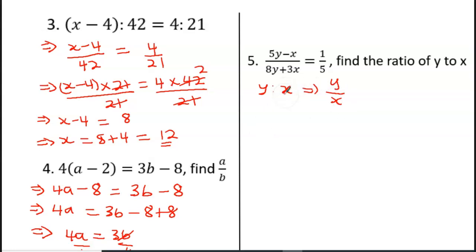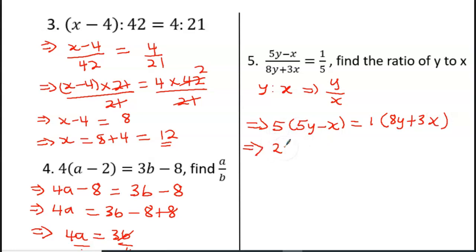So as usual, let's go through the process. So cross multiply. 5 times 5y minus x is equal to 1 times 8y plus 3x. Then expand. 5 times 5y is 25y. And then 5 times minus x, we have minus 5x is equal to 8y plus 3x.